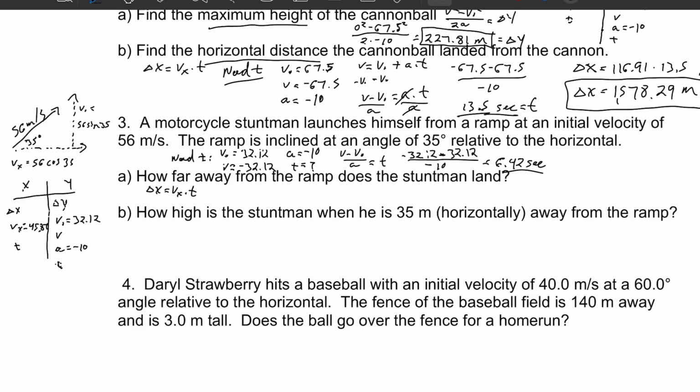Well, if our velocity is 45.87 and it maintains that velocity for 6.42 seconds, we're going to multiply those two numbers to determine how far away from the ramp the stuntman lands. What is his range? What is his change in the horizontal position?